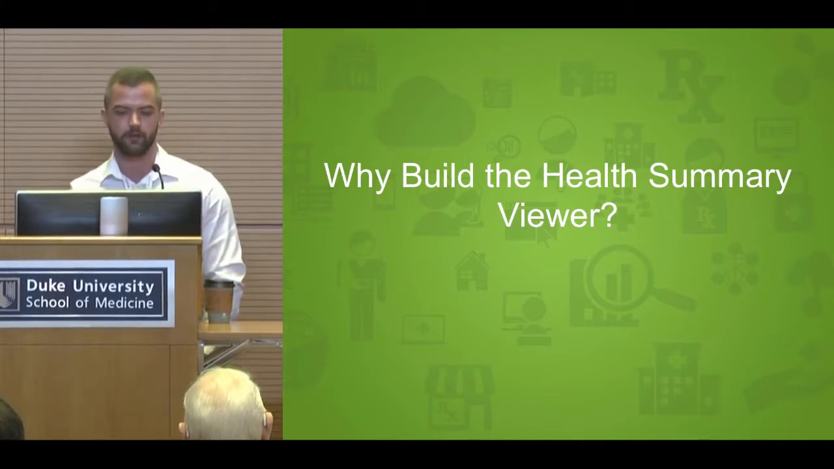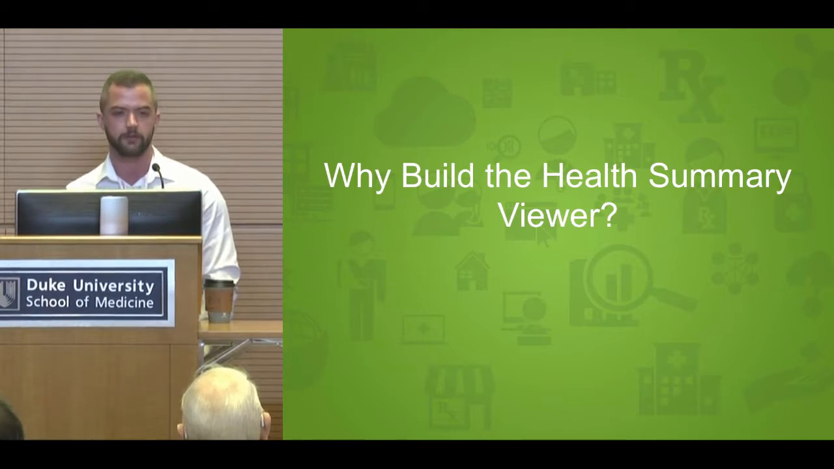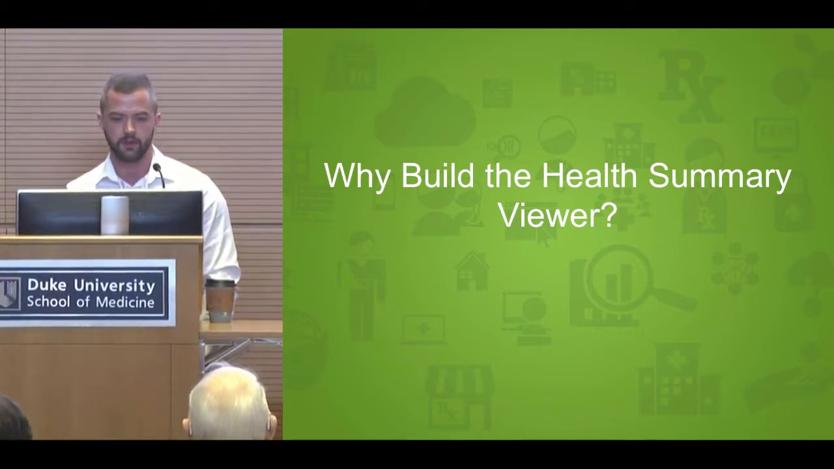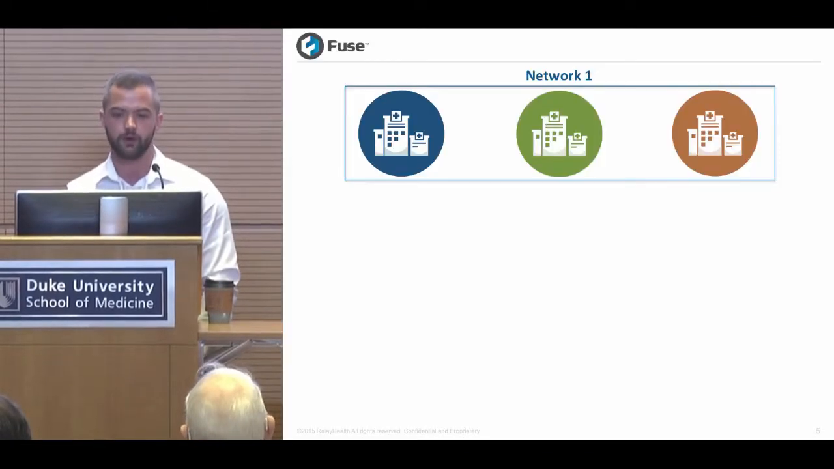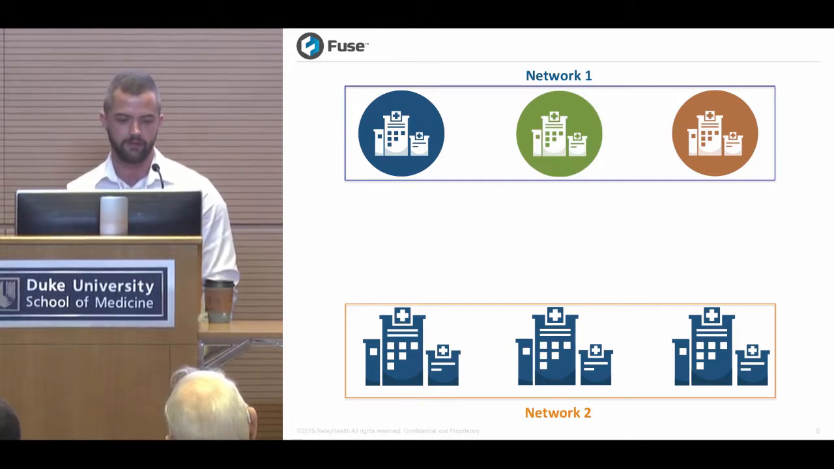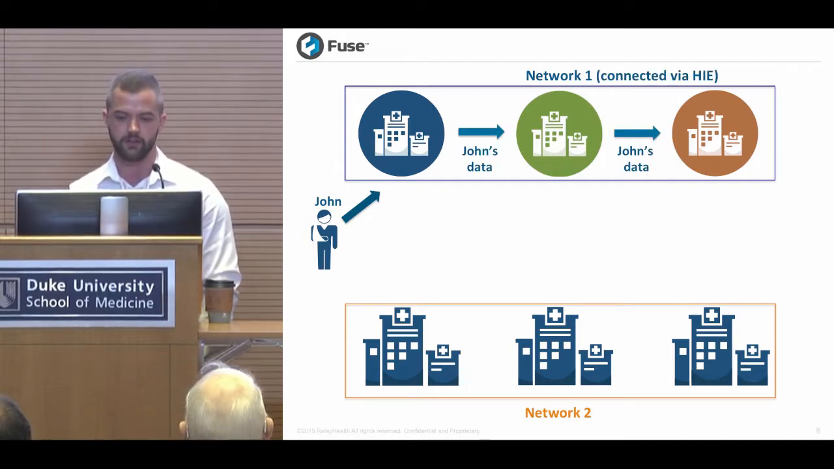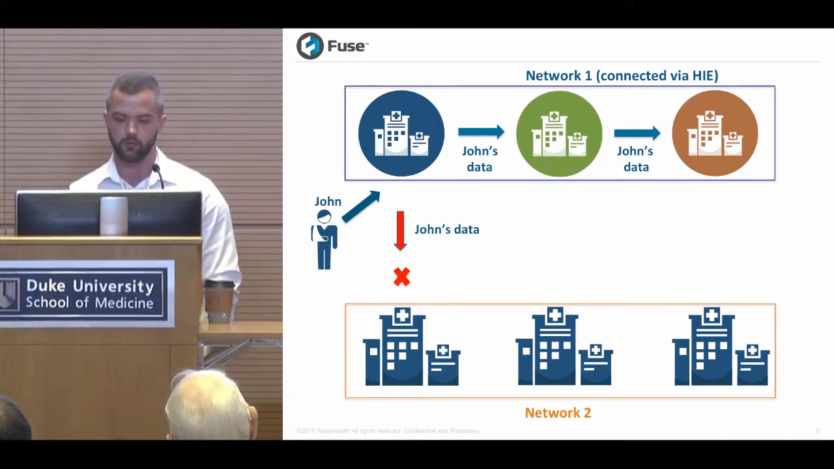So why build the health summary viewer? To explain this, I'll take you through a use case for the health system in which we designed the pilot app. So for this health system, they have a group of hospitals in one shared Relay Health HIE network, each using different EMRs. And then this health system acquires a second set of hospitals in a different HIE network. So in this example, we have John Patient who goes to a hospital in network 1. His data is shared across the network, but his data is not in network 2, because they're on different networks, even though it's one health system.